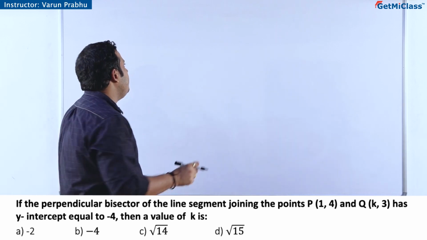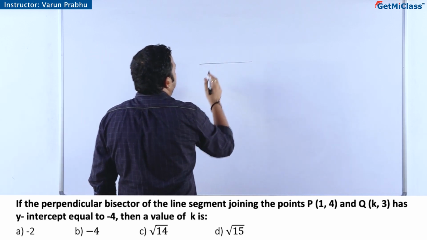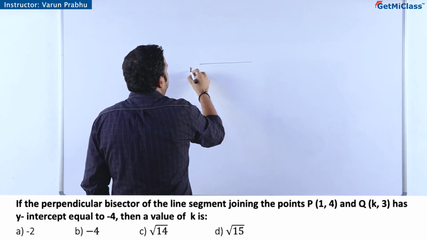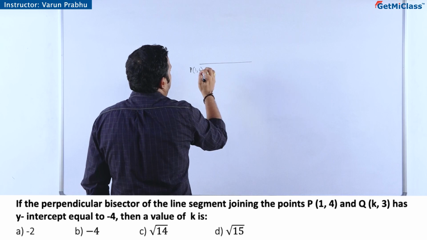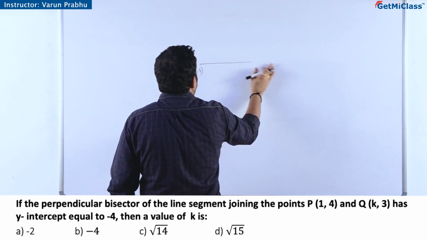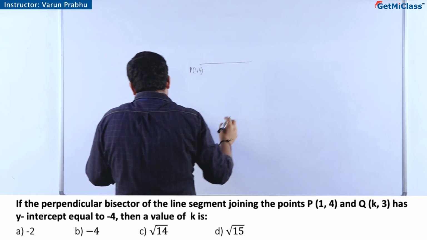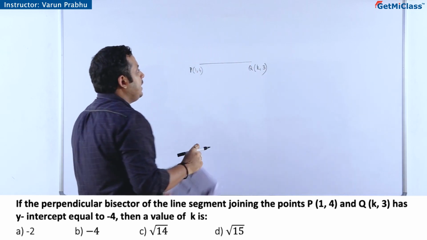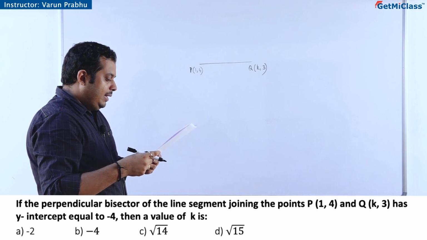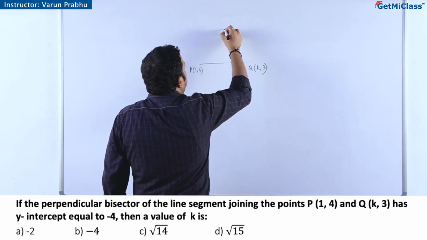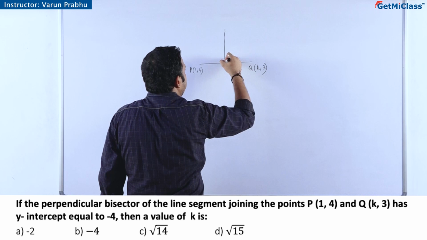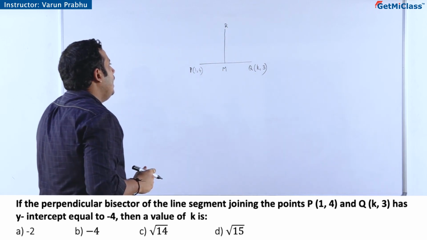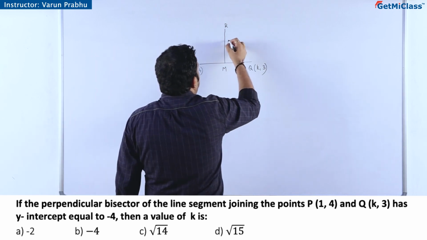It's told in the problem, the perpendicular bisector of the line segment joining the points P(1, 4) and Q(k, 3). Let me call this perpendicular bisector R, and let me call the midpoint M. It has a y-intercept.